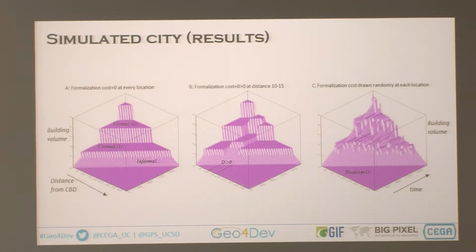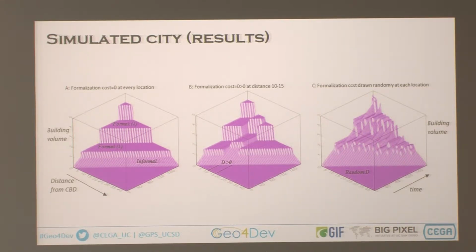And so pulling this together with the rest of the model, we can get simulations of what cities might look like under these assumptions. Each of these three graphs here are cities with built volume on the y-axis. Moving out towards you, to your right, we move away from the city center. And to your right, into the page, we move forward in time.